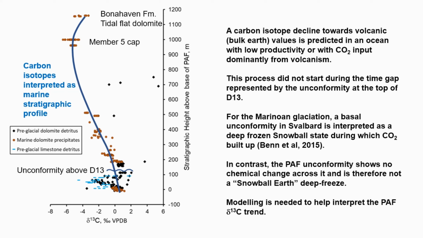So we are therefore hopeful that people will look for and find evidence of marine dolomite precipitation in other Sturtian successions, as indeed we have found in the thin succession in Svalbard, and that this may be a way in future of subdividing the Sturtian glaciation chemostratigraphically.